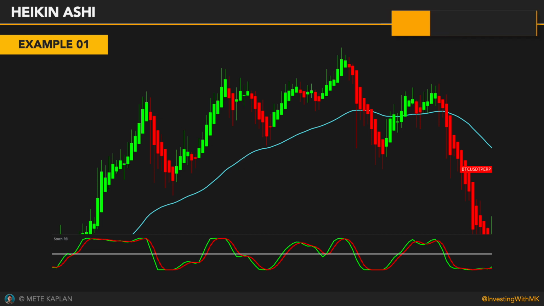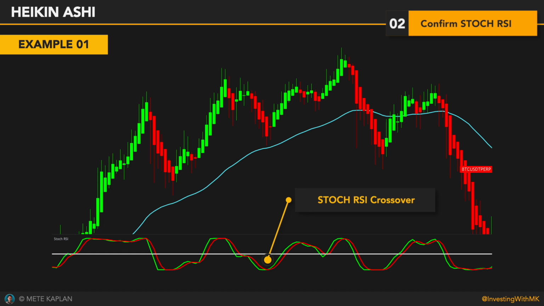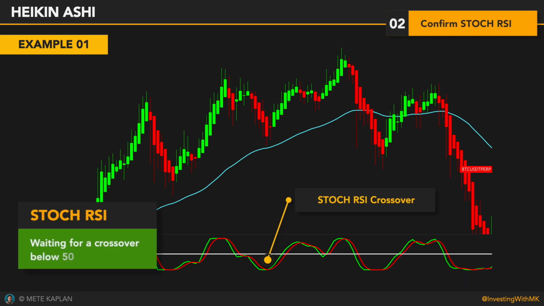Step 2. Confirm stochastic RSI. I've always enjoyed using stoch RSI. I find it quite effective for determining better entries. What I look at is that I want the stoch RSI below 50 and a recent crossover. This gives me an extra layer of comfort before opening a new position.